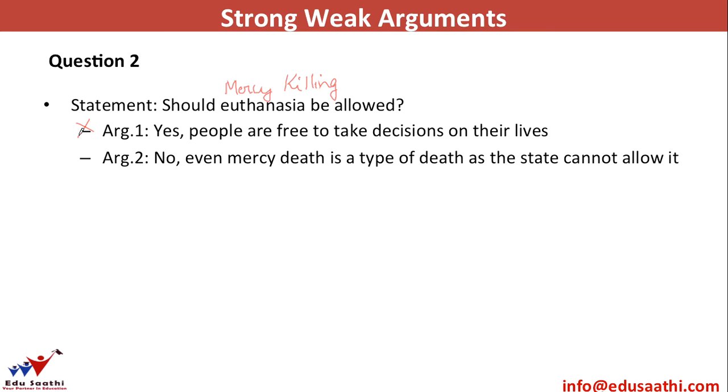The next argument says no, even mercy death is a type of death, so the state cannot allow it. Even if you are killing somebody because he is chronically ill, that also means that you are killing him. You are taking life away from him, and killing someone is against the law. Thus, even euthanasia is equivalent to homicide, or killing someone, or murder. Thus, this argument is a strong argument.